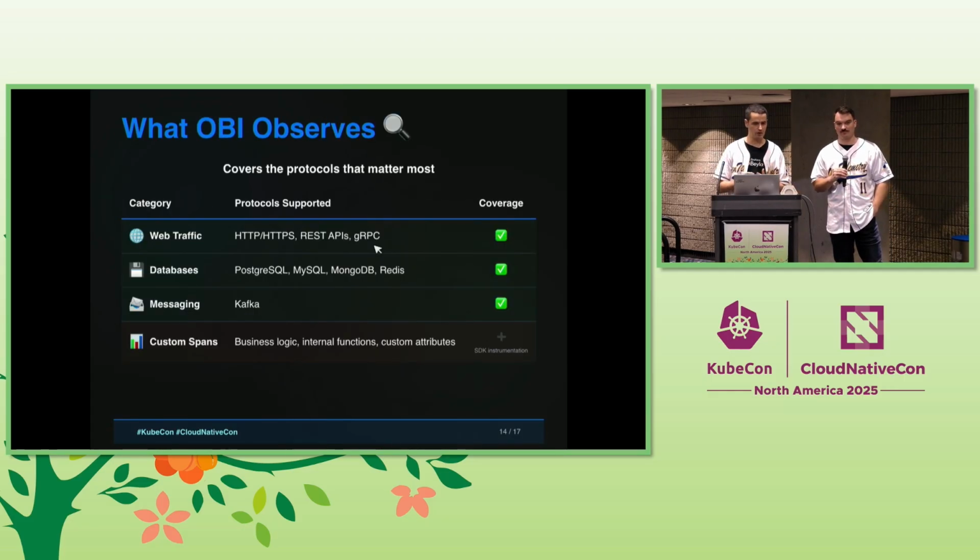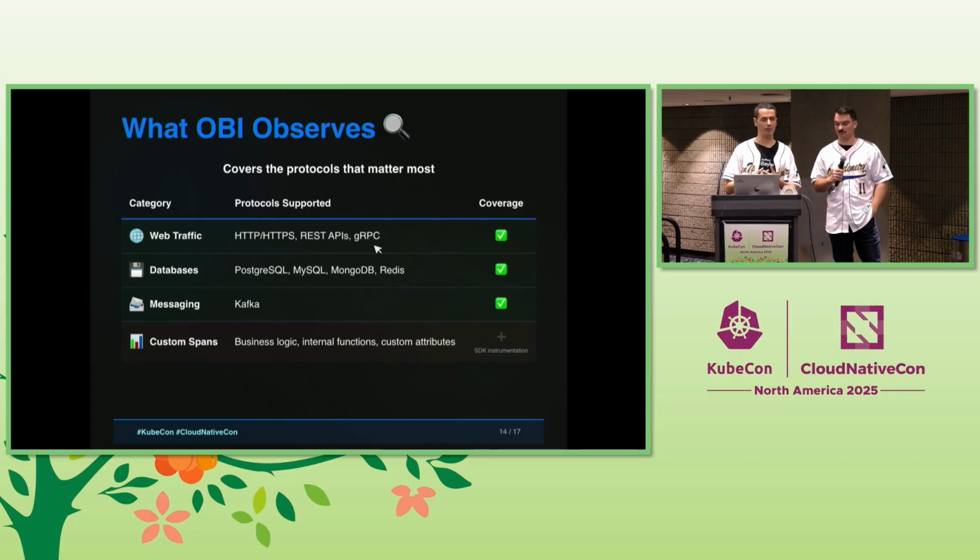What is OBI observing? We can observe web traffic, that is HTTP, REST APIs, gRPC. It is also observing databases, different protocols like Postgres, MySQL, MongoDB, Redis, and message queues like Kafka. And this is growing. We are working, adding more and more protocols. What it doesn't support are custom spans.